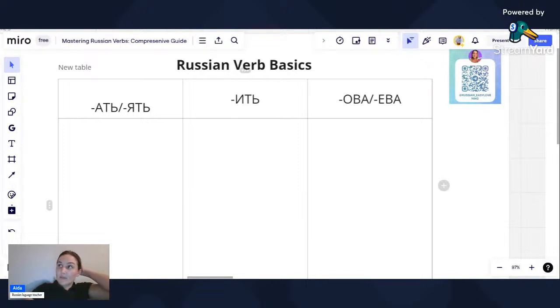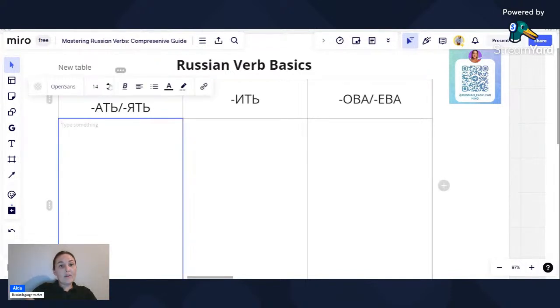Russian verbs, basics. In Russian, we have two main groups of verbs. The first group is verbs with the endings ать or ять. For example, let's have a look at some verbs like читать. Читать means to read. Or, for example, the verb гулять. As you can see, читать ends with ать, and гулять ends with ять. So, let's have a look at how to change these verbs.